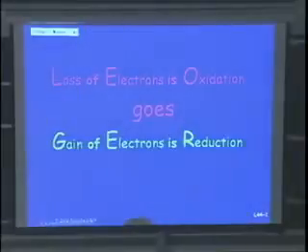It's the IUPAC. So you know that LEO goes GER, the loss of electrons is oxidation, and gain of electrons is reduction. Okay, and then you also have oil rig. What is oil? Oxidation is loss, and what is rig? Reduction is gain of electrons.